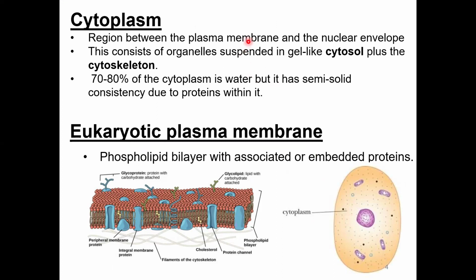So the region between the plasma membrane, the outer membrane, and the nuclear membrane is called the cytoplasm. And this basically consists of organelles that are suspended in the gel-like cytosol. So the liquid itself is called cytosol. And then it also contains the cytoskeleton itself. 70 to 80% of the plasm itself is water, but it has a semi-solid consistency depending on the proteins that exist within it. So the eukaryotic plasma membrane itself is a phospholipid bilayer with many different associated proteins or embedded proteins that you see here. It can also be cholesterols, different lipids with carbohydrate attached, like glycolipids or glycoproteins, and so on.